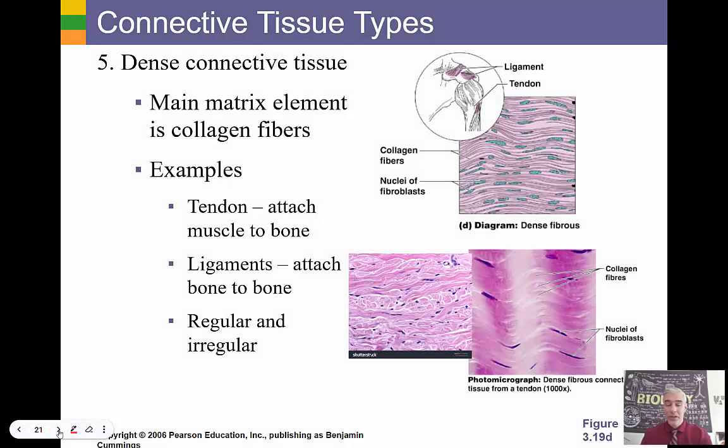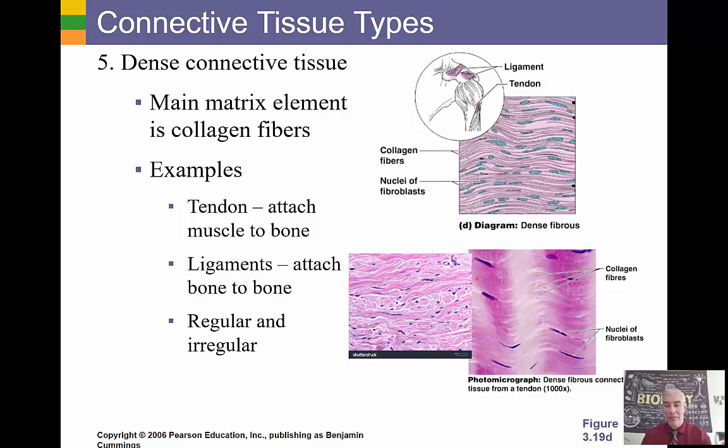The next connective tissue type is dense connective tissue. These are your tendons and ligaments. There's also dense regular and dense irregular connective tissue. Dense regular is the kind that is very parallel, with very densely packed collagen fibers. These are really tough. Think of them almost like rope. Their job, as I said, is to provide that attachment point for muscles to bones or bones to bones, depending on if it's a tendon or a ligament.